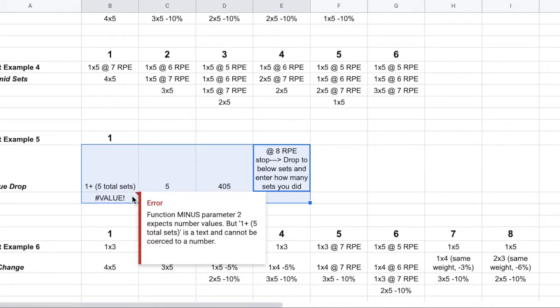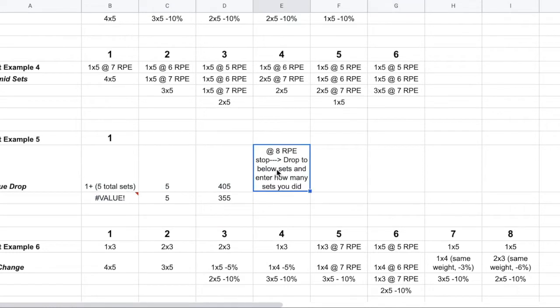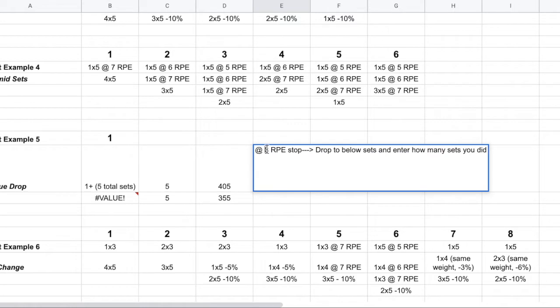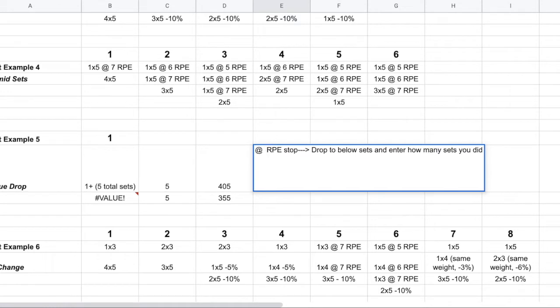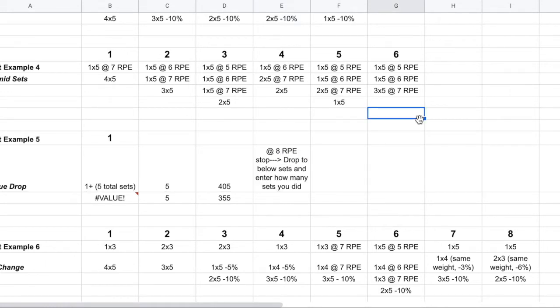I say I am only okay with you fatiguing 1 RPE. So if I program this at 7 RPE and the fatigue stop is an 8, I am allowing you to fatigue 1 RPE or 3%. If I put this at 9, I am saying you can fatigue up to 6% or 2 RPE. I can actually let the athlete dictate that by how the workout's going.